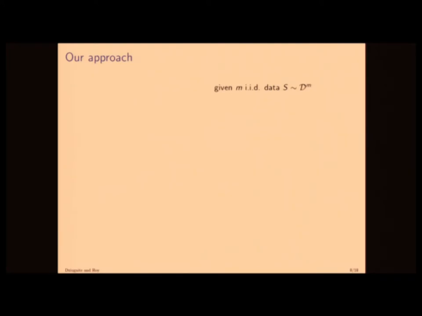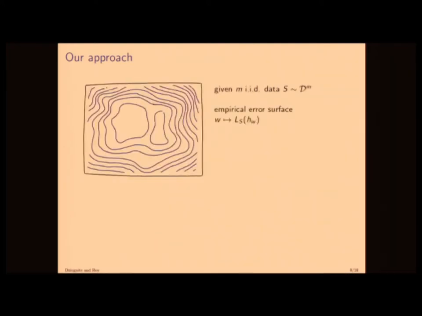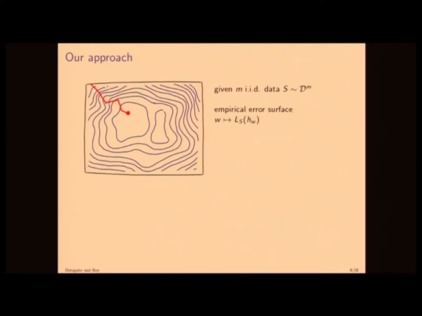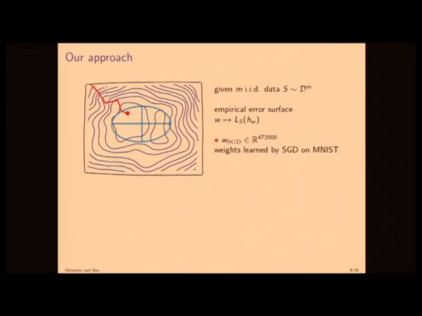So our approach is the following. You give me M data. I'm going to build this empirical risk surface. And then I'm going to run SGD, and SGD is going to find some minima. And then I'm going to inflate this Gaussian.